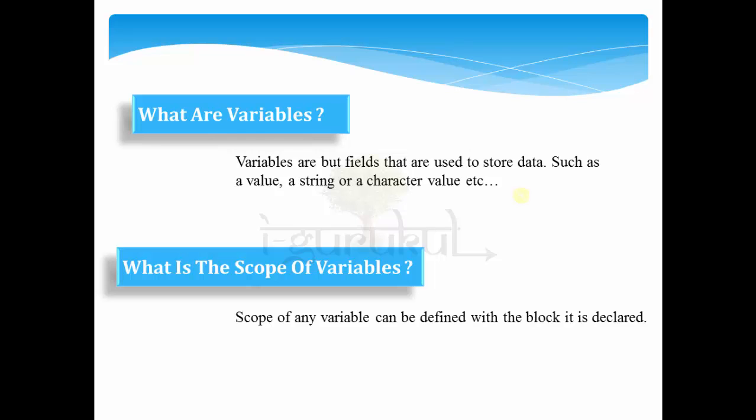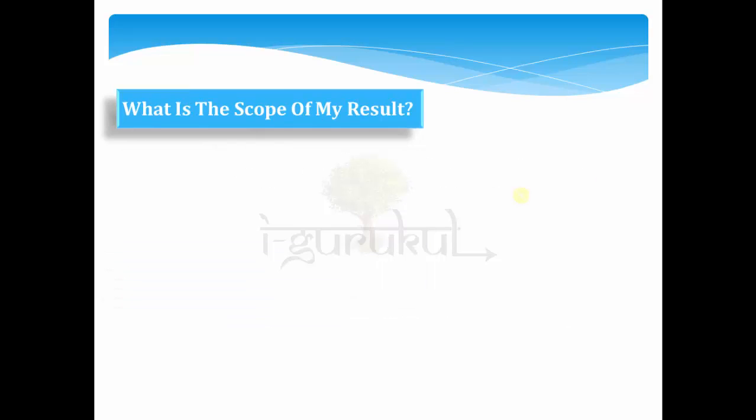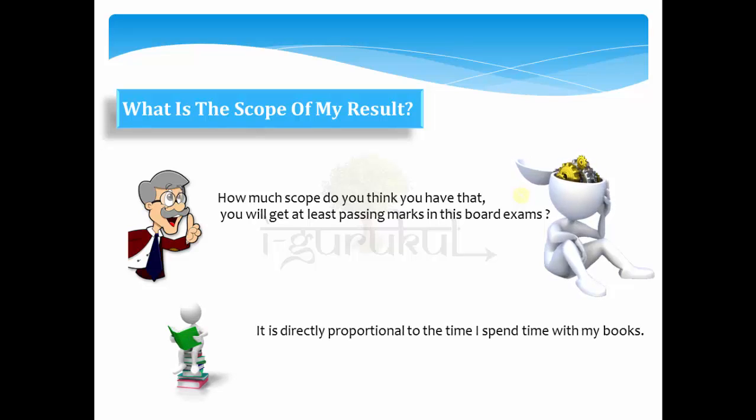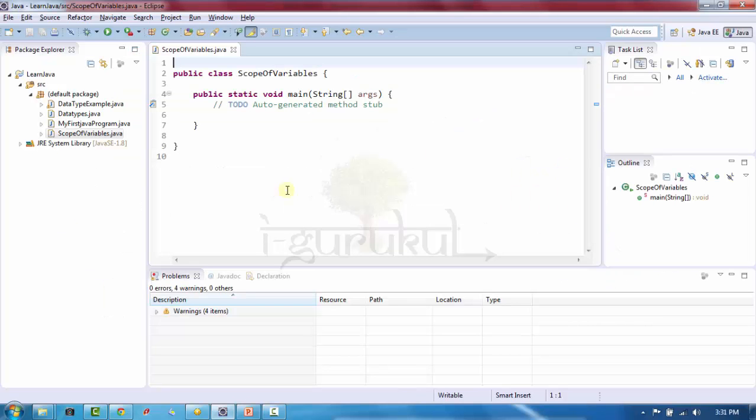So let's take another example and learn it in an easy way. As my exams are coming, my dad asked me one day, how much scope do you think you have that you will get at least passing marks in the board exam? I can bet that it is the one question every student must face during exams. It kept me thinking about what the answer should be. Then I concluded that it is directly proportional to the time I spend with my books. So the longer I stay with my books, the better result I will get. Similarly, the scope of a variable is limited to the block in which it is declared.